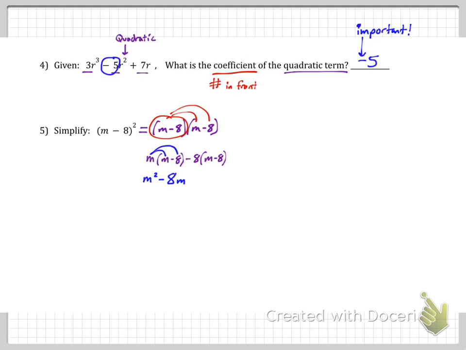And then distribute the -8. -8 times m is -8m. And -8 times -8 is positive 64. Don't forget to keep the negative with the 8 as you multiply it. And a negative times a negative is a positive. Lastly, we need to combine like terms, so we get m squared minus 16m plus 64.